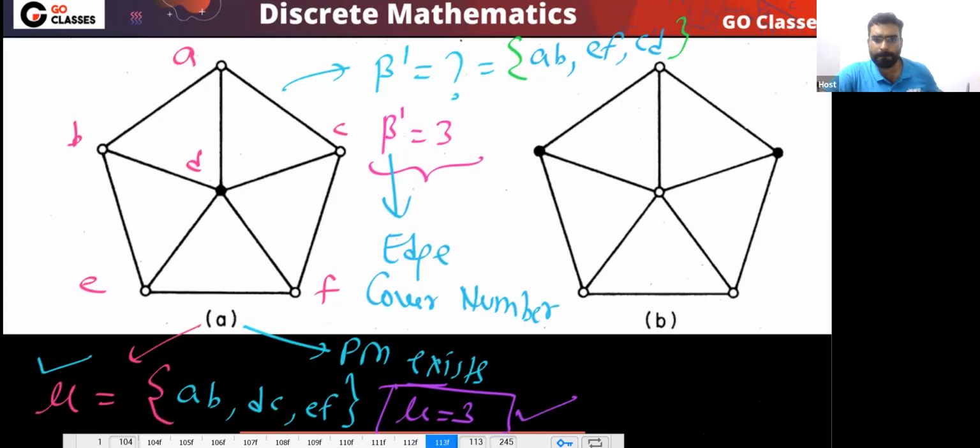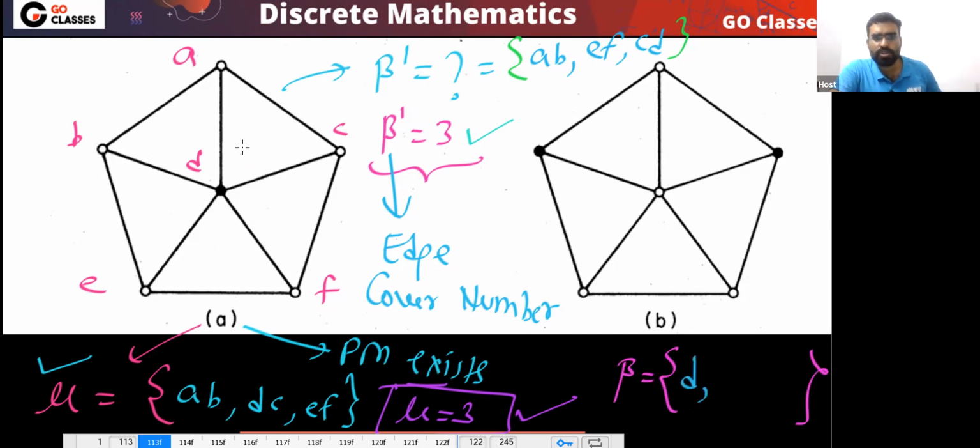Okay. So like this. For this graph, edge cover will be 3. This mu will be 3. And for this graph, what will be the beta? Vertex cover, which will cover all the edges. You want to cover all the edges.